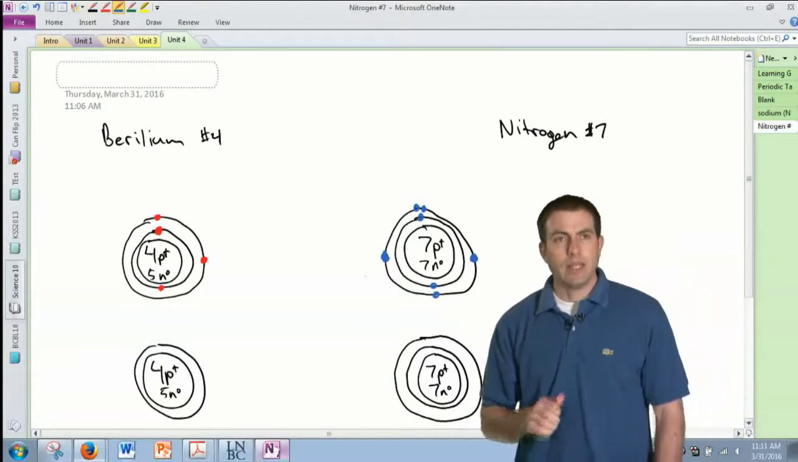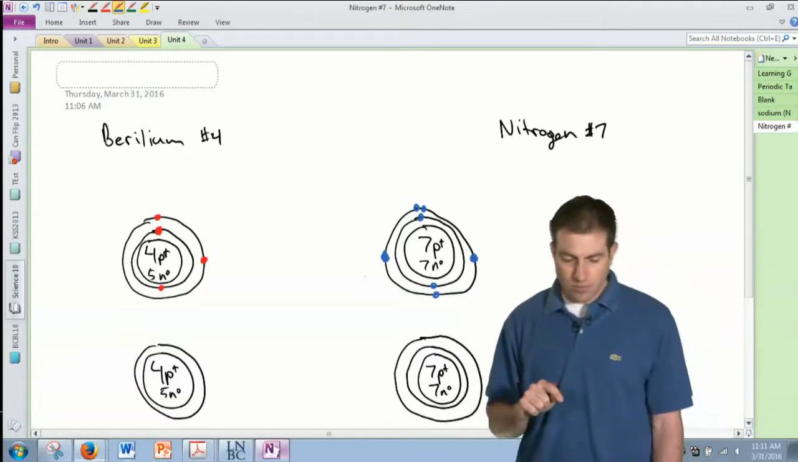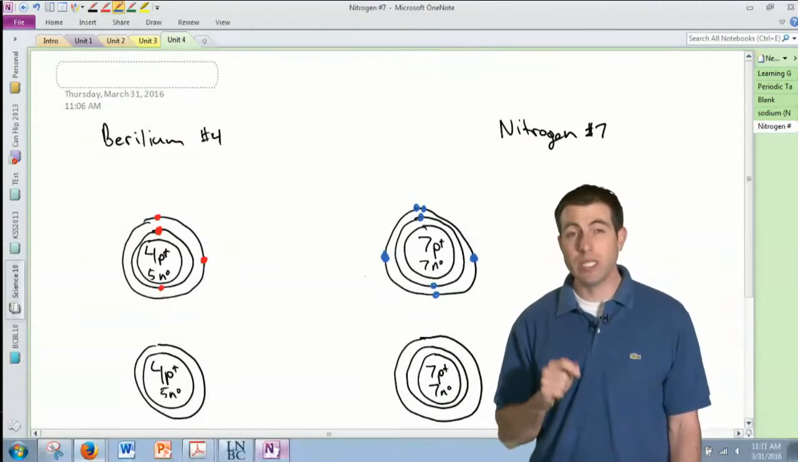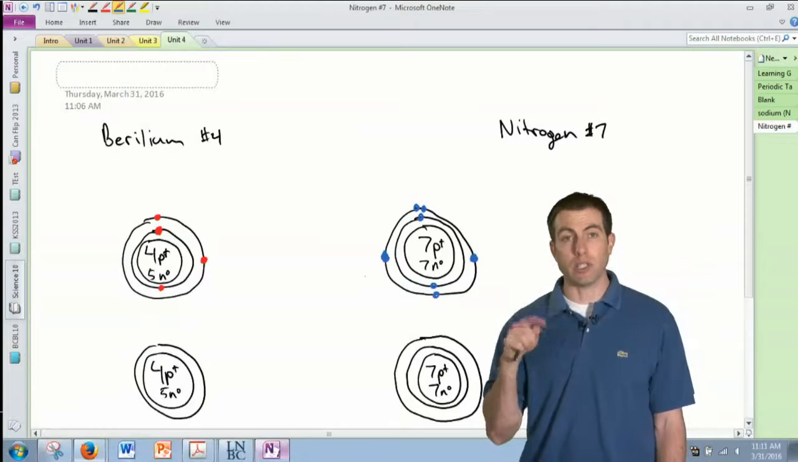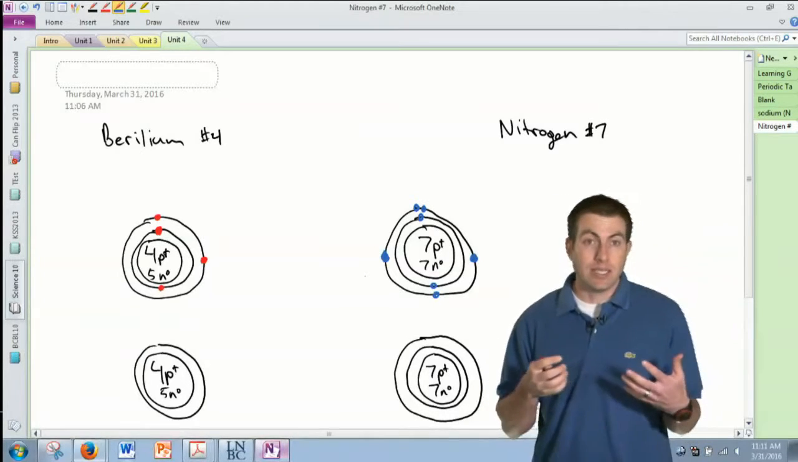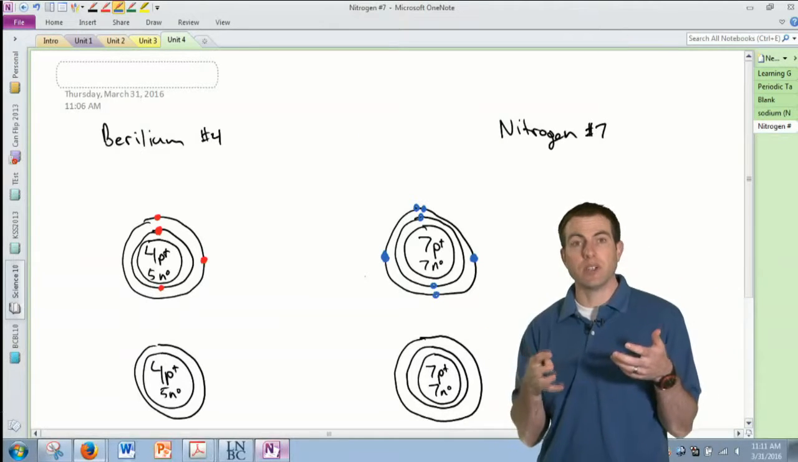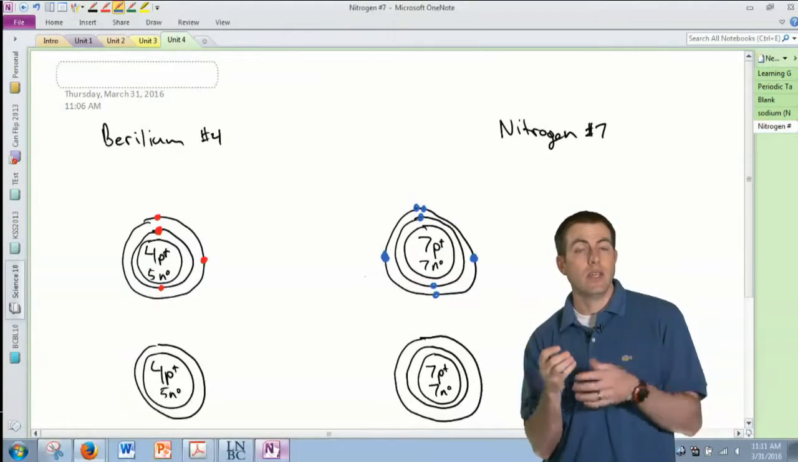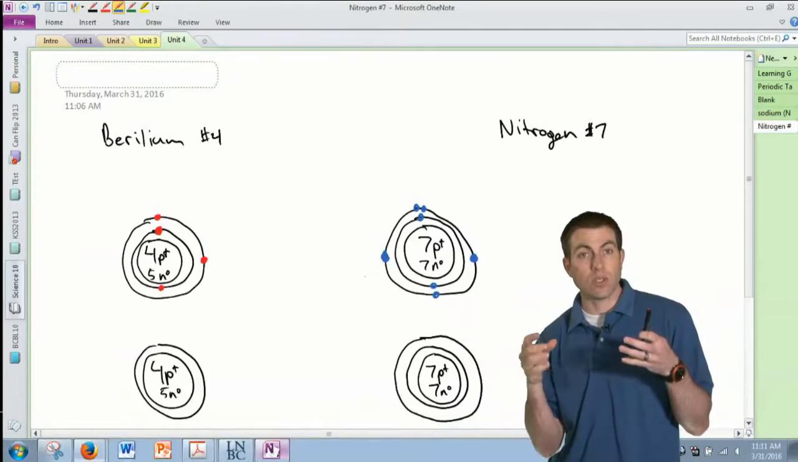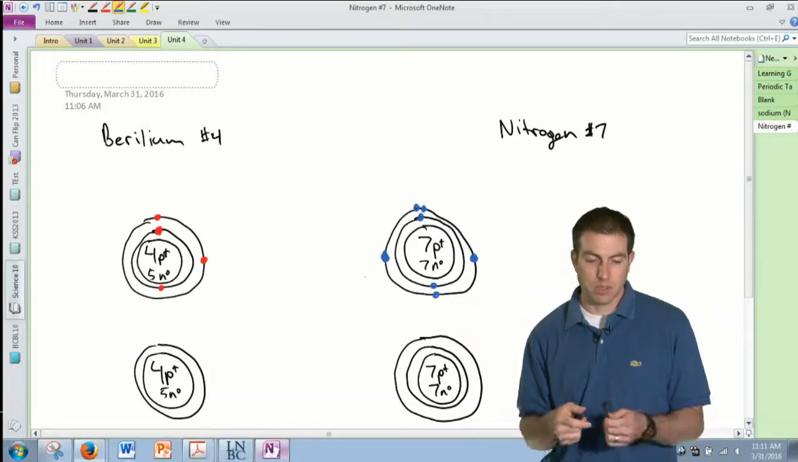There we go. Now, we need to ask ourselves, and this is where the brackets come in, Taylor. Beryllium really wants to have a full outer shell. Now, is it going to be easier for beryllium to gain, in this case, 6 electrons to fill its outer shell? Because its outer shell can hold 8. Is it going to gain those 6, or is it just going to lose 2? What's going to be easier for beryllium?